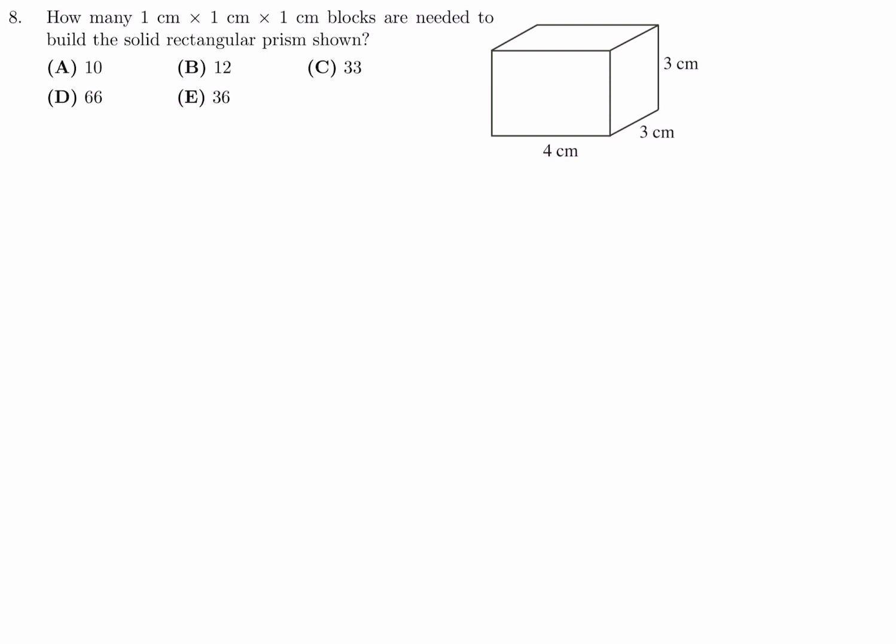How many 1 by 1 by 1 blocks are needed to build the solid rectangular prism? Well, the volume of this big one is 4 times 3 times 3. And that is 12 times 3, which is 36. Now the volume of each of those 1 by 1 by 1 is going to be just 1 times 1 times 1, which is 1. So obviously 36 of these would be needed to make a volume of 36. So the answer to number 8 is E.